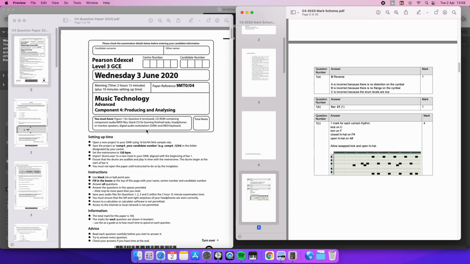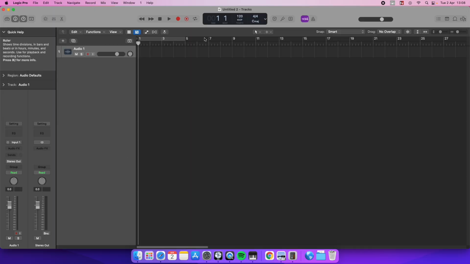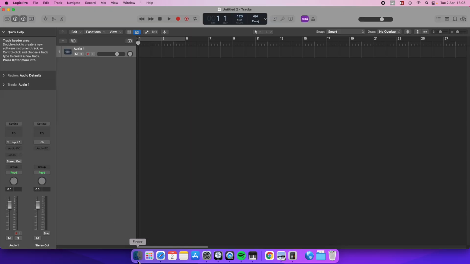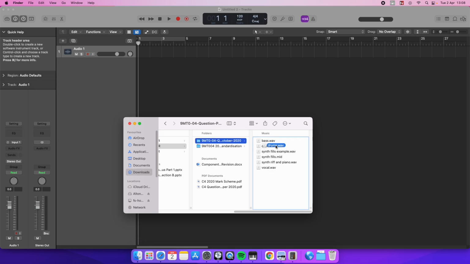Okay, let's start at the front page. You'll have 10 minutes to set this up in the setting up time. So, new project in Logic. Save the project as comp4/_ your candidate number, such as 1234, whatever your number is. Set the metronome to 120 BPM and import drums. It won't always be drums. You'll have to import something to start with.